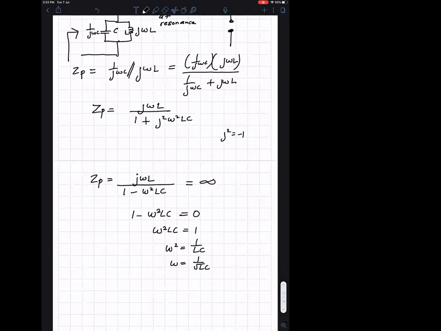So therefore, if you choose the correct values for L and C, let's say you want this frequency to be 100 megahertz, then you can go and choose your L and C, depending on the availability at the lab. So you can design your own resonance circuit to open circuit or short circuit.